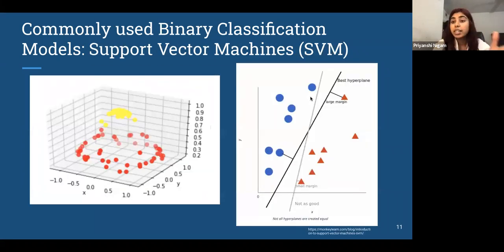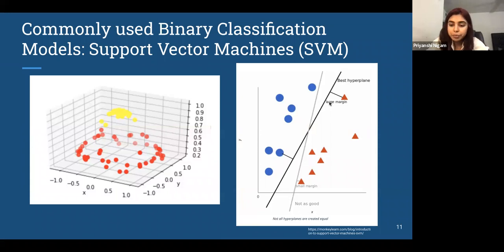So the objective of this is to find a hyperplane in an n-dimensional space, where n is the number of features, that distinctly classifies the data points. So if you see here, it's this n-dimensional space where you can see there is a separation that wouldn't be shown on a 2D plane, but it's like there are some yellow dots up here and some red dots at the bottom. So if you had a hyperplane cutting straight through, you'd be able to separate those two classifications.